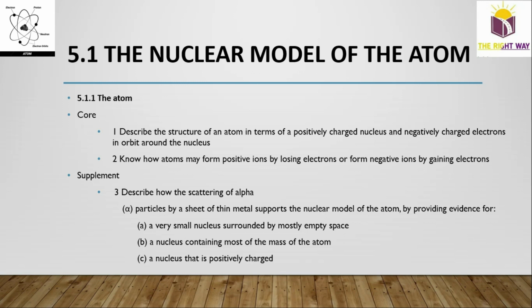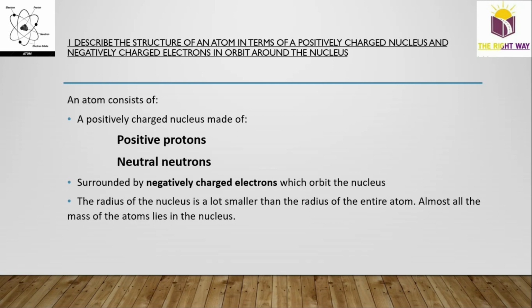The supplement topic is to describe how the scattering of alpha particles by a sheet of thin metal supports the nuclear model of the atom, which provides the evidence for a small nucleus surrounded by mostly empty space, a nucleus containing most of the mass of the atom, and a nucleus that is positively charged. So let's start with our first topic, the structure of the atom in terms of a positively charged nucleus.